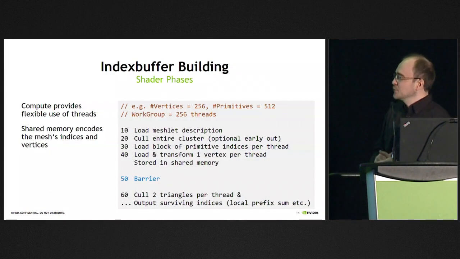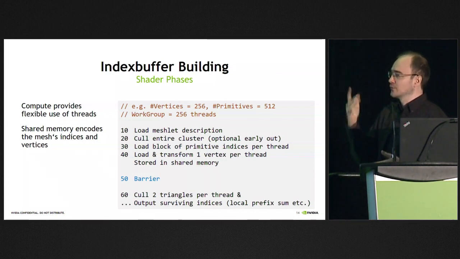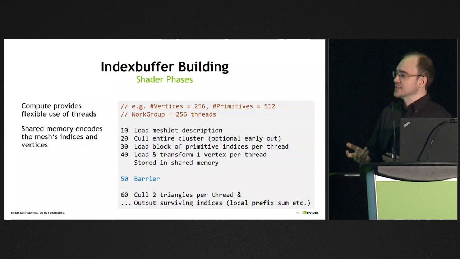So how does the compute shader look in detail? We set the number of threads to the number of vertices and spawn our work group. At the beginning, we fetch this one descriptor. We encode as much as we can in these 128 bits. Then we find out, okay, this entire cluster is not needed, so we don't do any of the other processing. Otherwise, we load our primitive indices, and we load and transform our vertices and store them in shared memory.